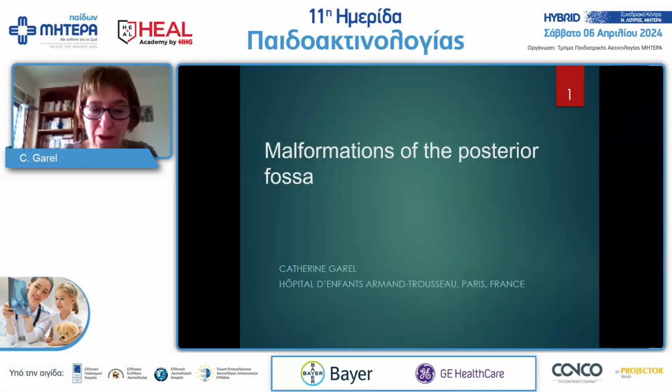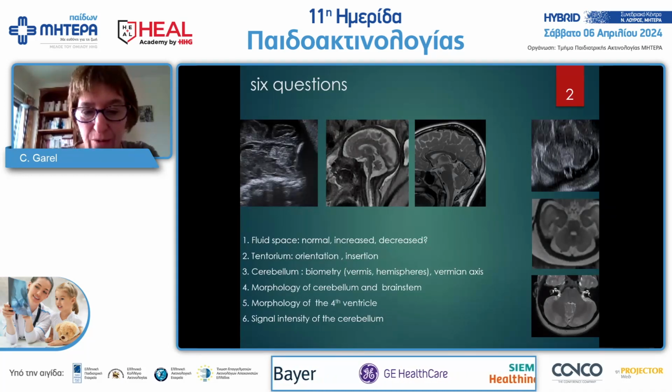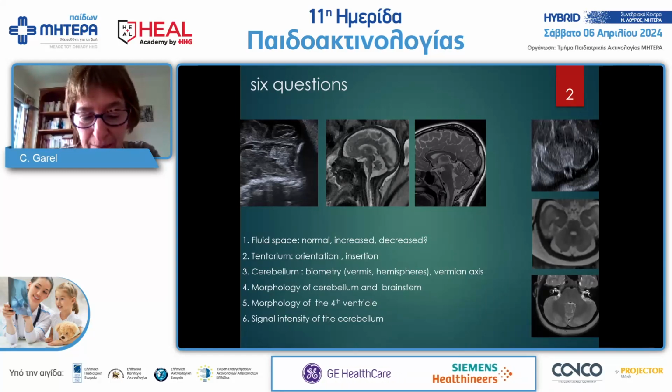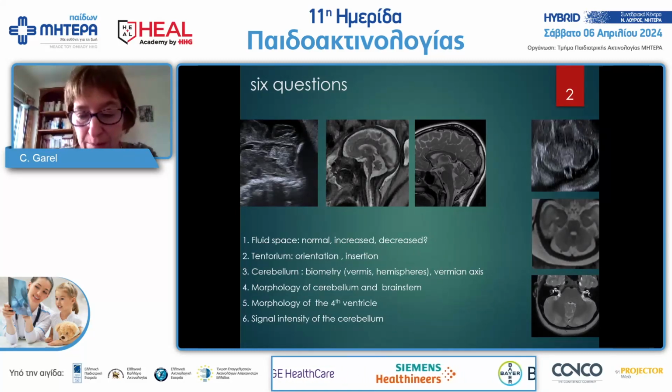So I will talk about malformations of the posterior fossa. We have to answer 6 questions regarding the fluid space, the tentorium, the cerebellum, the morphology of the cerebellum and brainstem, the morphology of the fourth ventricle, and the signal intensity or echogenicity of the cerebellum.